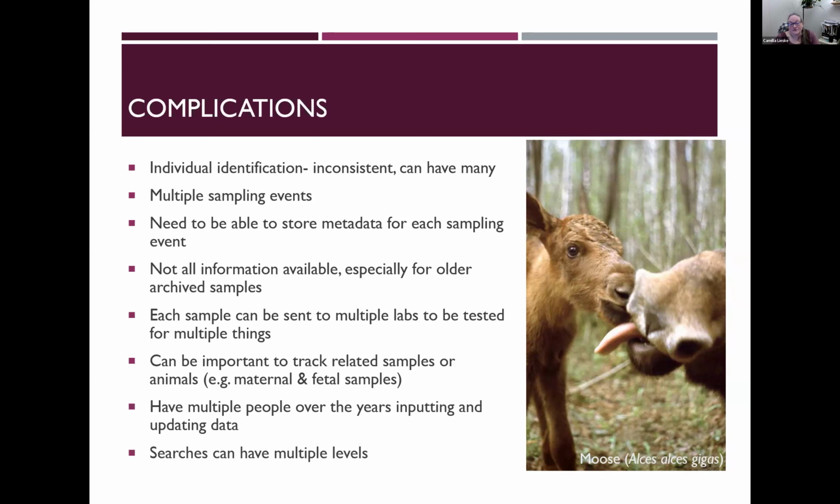And we also do a lot of searches that can have multiple levels and complications. So we might want to know how many samples do we have from a particular animal of a particular age in one region that has never been tested for a certain pathogen before, or what are all the samples that we have tested for a certain pathogen, or where have we gotten certain results. So our searches can get fairly complicated, and so being able to get that data back out of our database is really important to us.